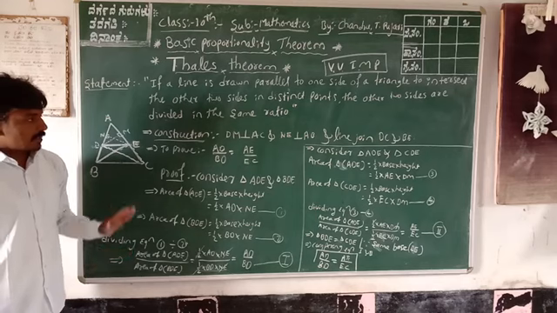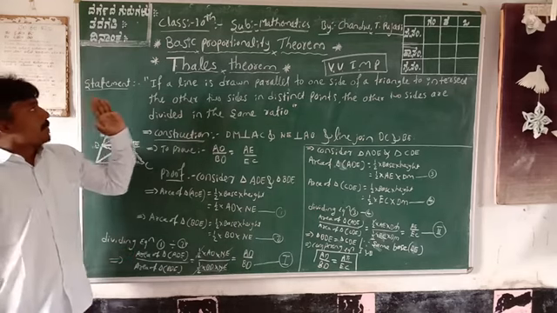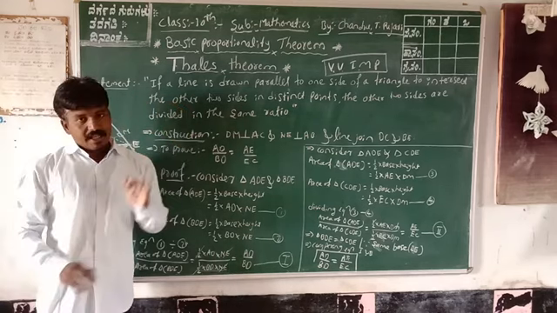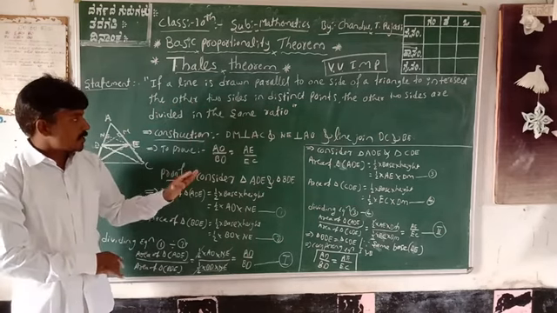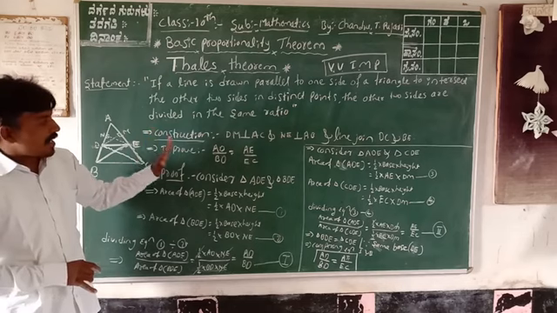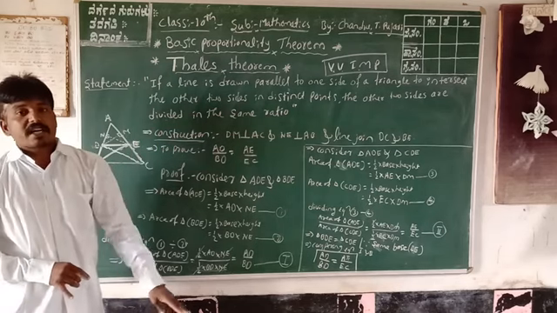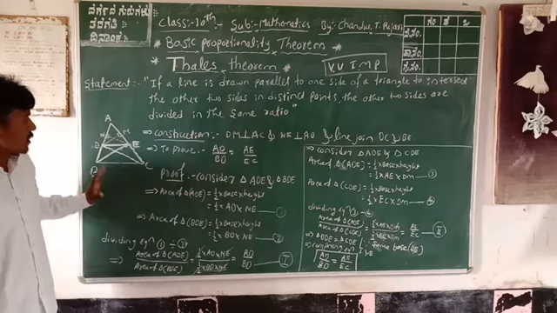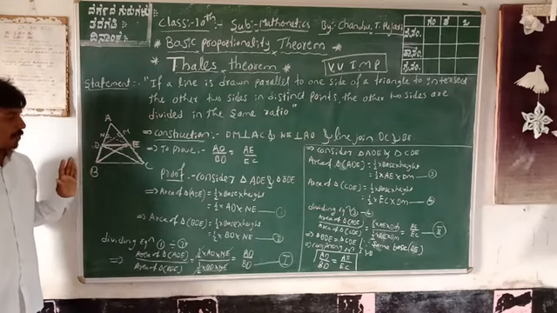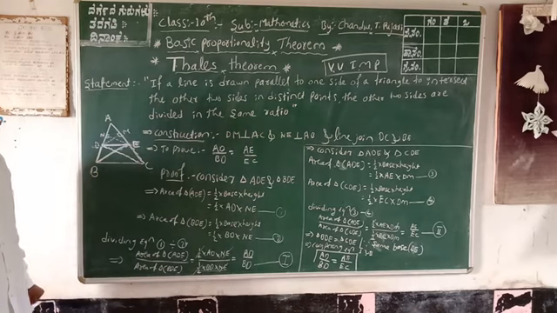Got it? This is your basic proportionality theorem, or otherwise Thales theorem. This is very important in your examinations. It is a fixed 4 marks question. That is most important. This is your 4 marks theorem. Very important, once again check yourself, once again prove.